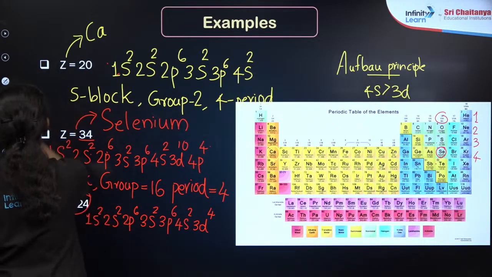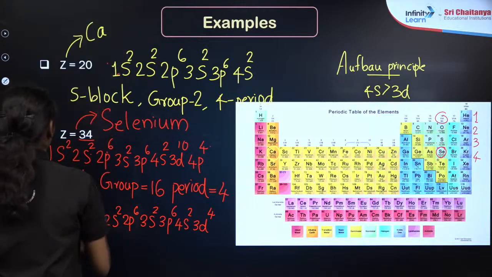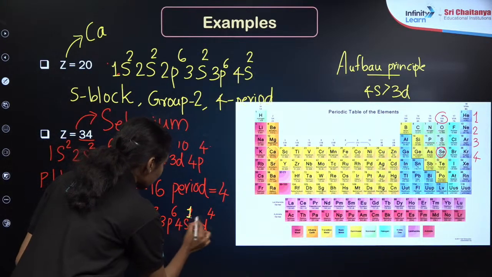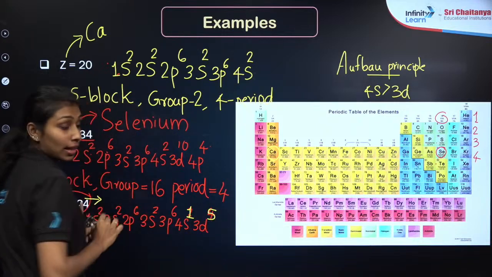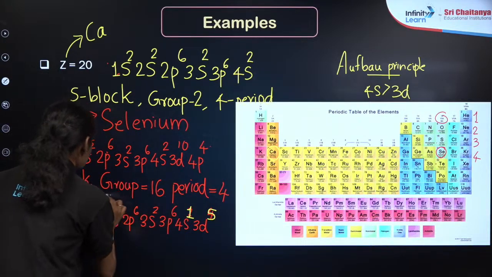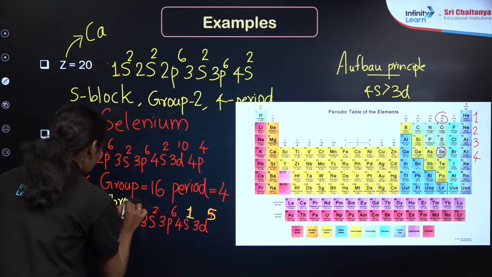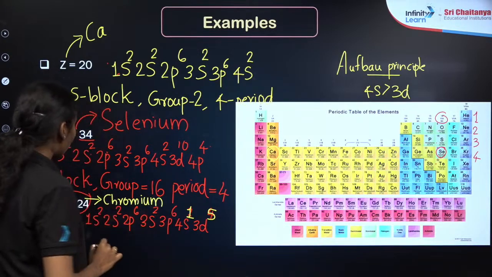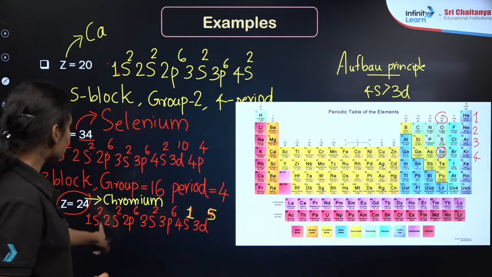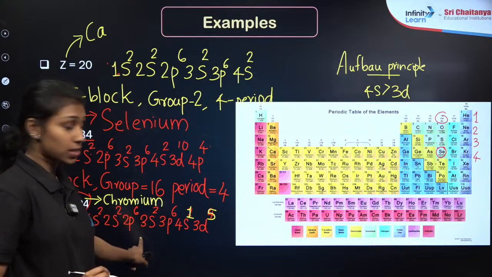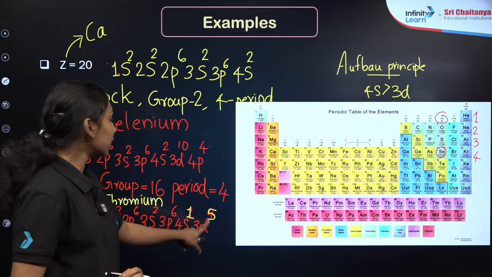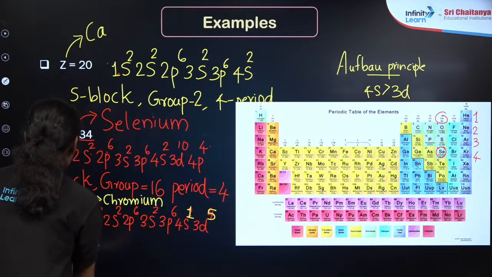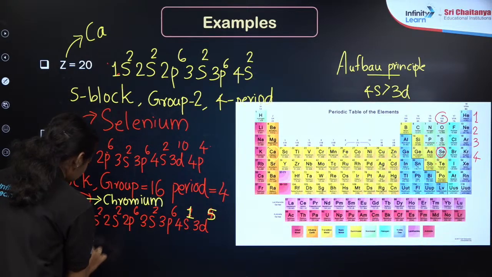I have already mentioned that in the case of chromium, the electronic configuration is 4s1 3d5 in order to get a half-filled d orbital, right? This is the chromium element having the atomic number of 24. So while writing the electronic configuration, you will get 1s2, 2s2, 2p6, 3s2, 3p6, 4s1 and 3d5, which means the last electron enters into the d subshell, known as a d block element.